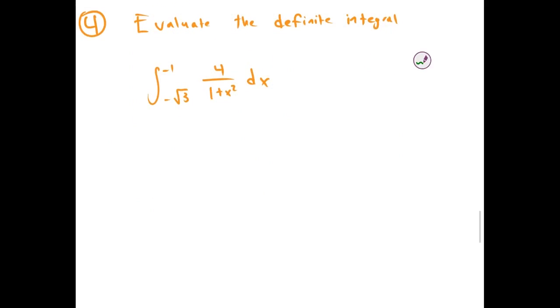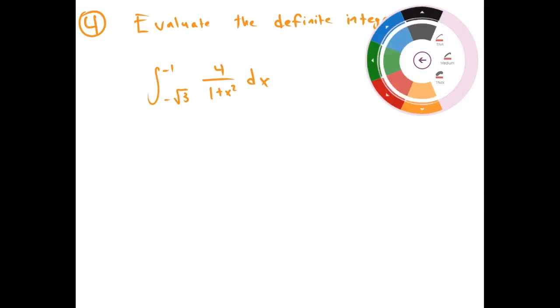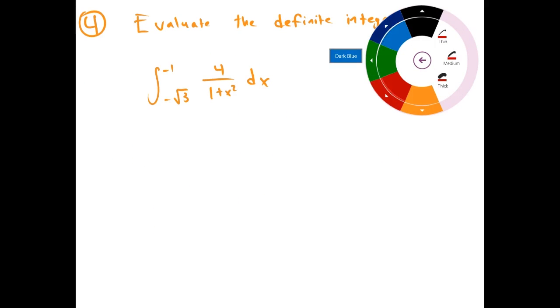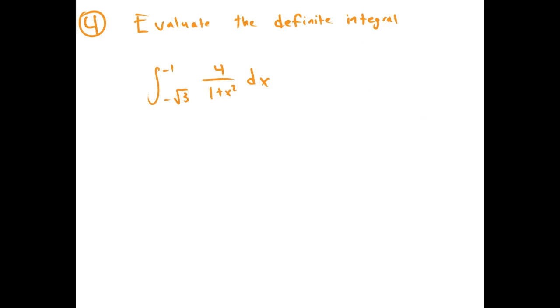For example, we have the definite integral from negative square root of 3 to negative 1 of 4 over 1 plus x squared. So first thing we can do is pull the constant out of our integral.